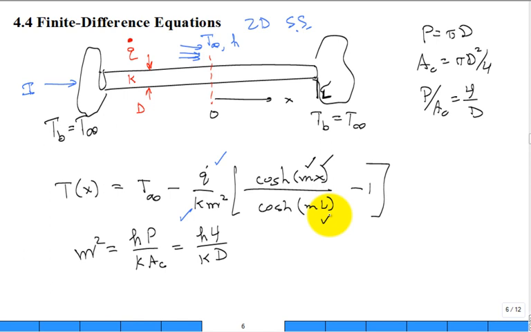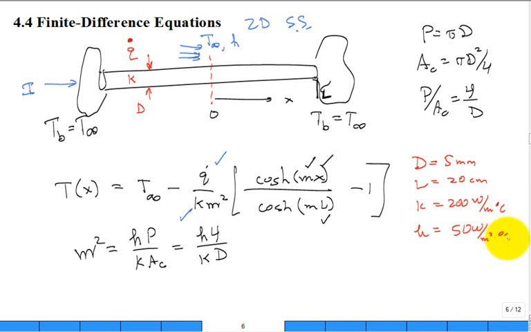So what we're going to do is we're going to pick some values. We'll pick the diameter is going to be 5 millimeters. The length will be 20 centimeters. The thermal conductivity will be 200 watts per meter degree C. The convection coefficient will be 50 watts per meter squared degree C. And our Q dot is 5 times 10 to the 6 watts per meter cubed. T infinity is 25 degrees C. And so there you go.